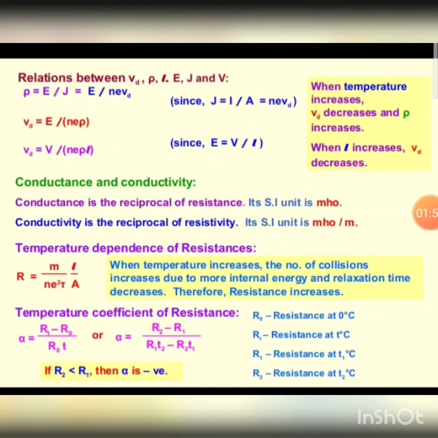Conductance and conductivity. Conductance is the reciprocal of the resistance. Its SI unit is mho. Conductivity is the reciprocal of resistivity. Its SI unit is mho meter inverse.